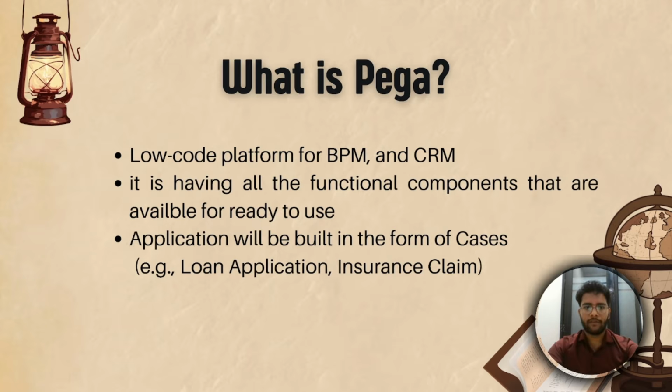So in Pega, applications will be built in the form of cases. If you take a loan application, for example, you will have a case life cycle for that. It will have stages, and then processes, and then steps. A process can be routed to something, and a stage will be routed to some other person, just like in an onboarding process.